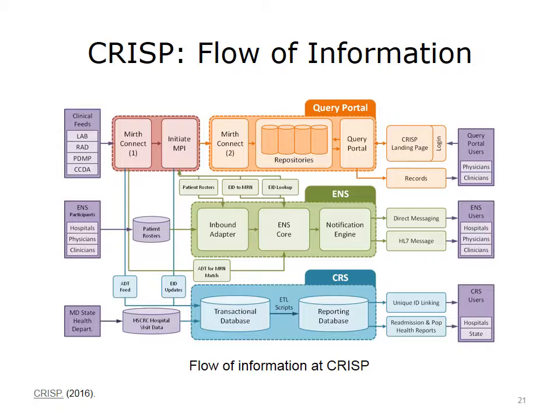As depicted in this diagram, there are 3 main delivery mechanisms for all of these services. These mechanisms include a query portal, where clinicians can request and retrieve patient information collected elsewhere; an encounter notification system, or ENS, that will send a notification or message to a clinician for a given patient if certain conditions become true; and CRISP's reporting system, or CRS, which provides monthly reports to its stakeholders.